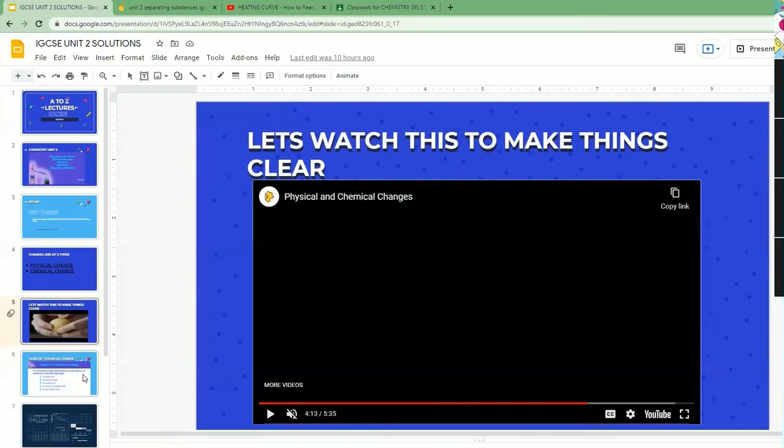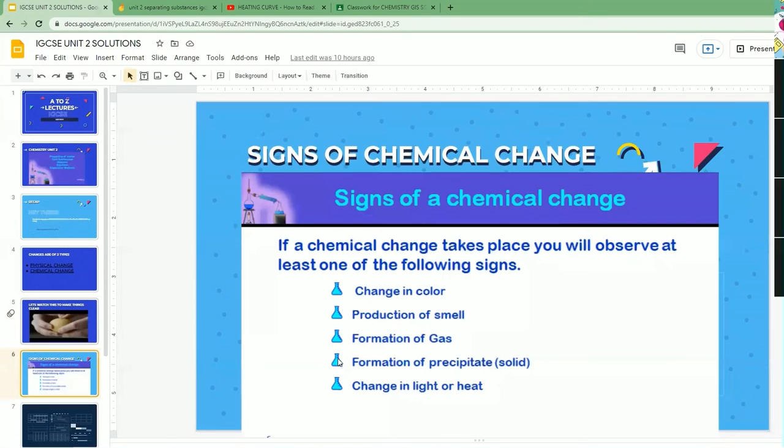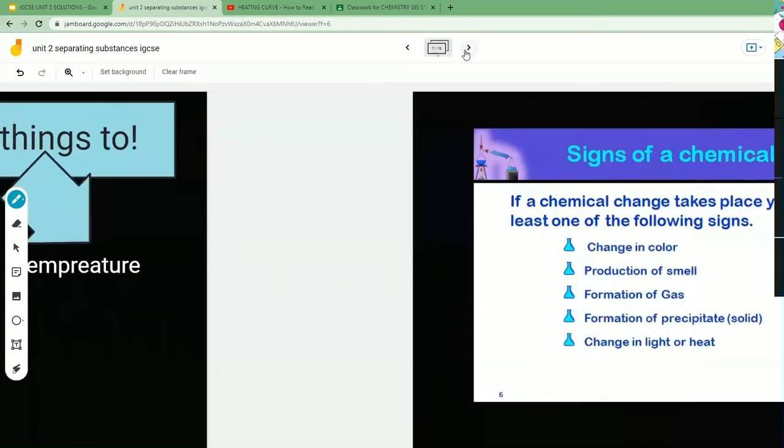Now, over here. So here are some signs of chemical changes: change in color, production of smell, formation of gas, formation of precipitate. It's a very fancy term. Precipitate means a solid powder will form. If you see a precipitation in an experiment, this means a chemical change has occurred, okay? Change in light came in our test also. Yes, exactly. Change in light or heat or temperature. Things clear?